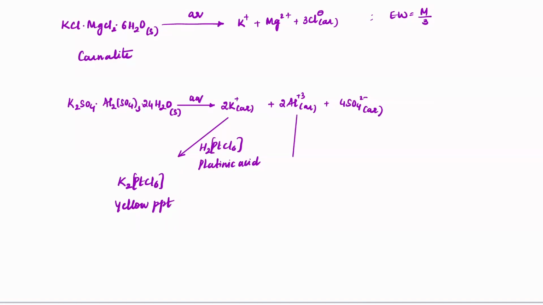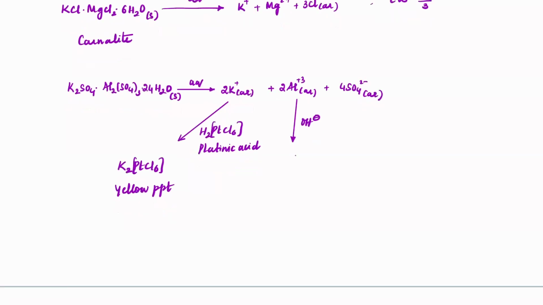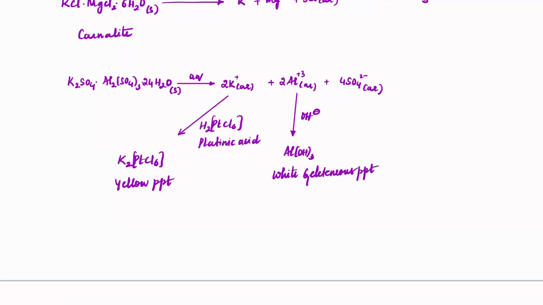Similarly, if you react this solution with NaOH, suppose I add NaOH, then you might start seeing a white gelatinous precipitate, which indicates the existence of aluminum ions.